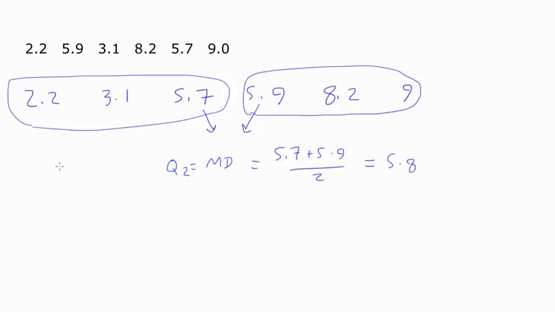In the second step, I need to look at Q1. Q1 would be the median of the first group, which is 3 values. So the median here would be 3.1. So that's Q1, 3.1. At the same time, Q3 would be the median of the second group. I have 3 values here, not 2. So the median of these 3 values is 8.2. So Q3 is equal to 8.2. So that's Q1, that's Q2, and that's Q3.